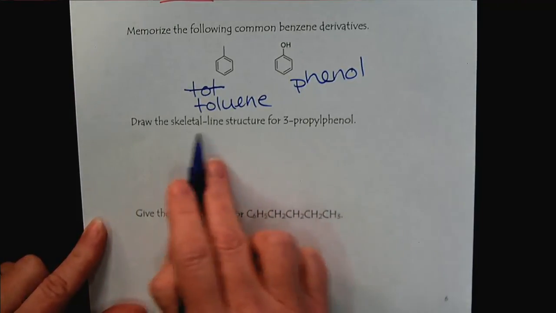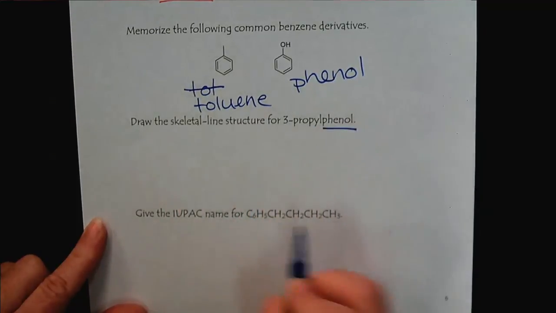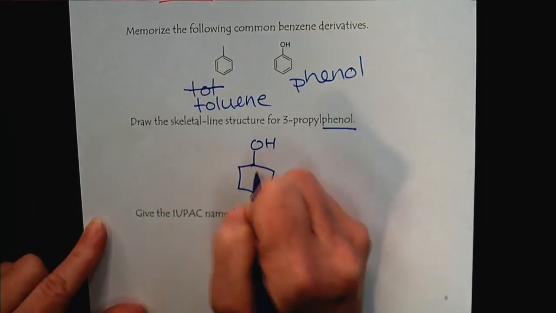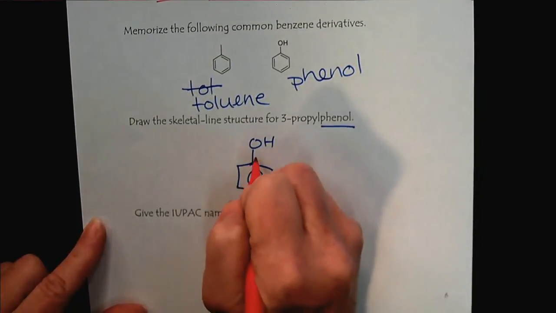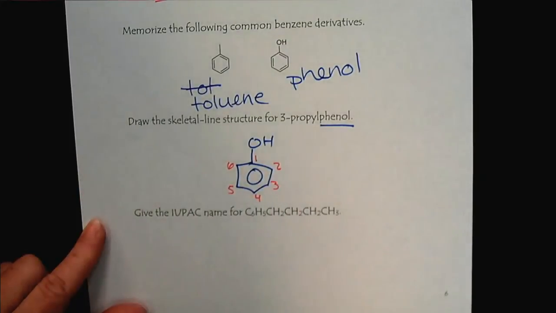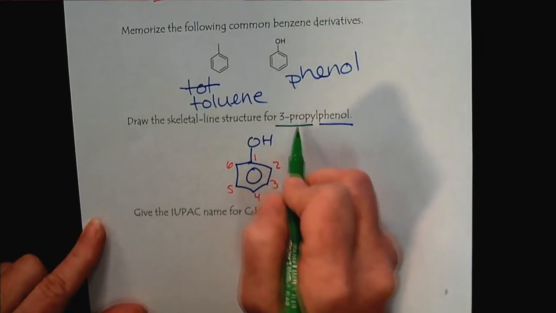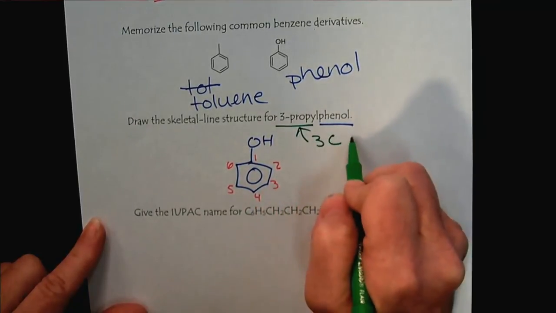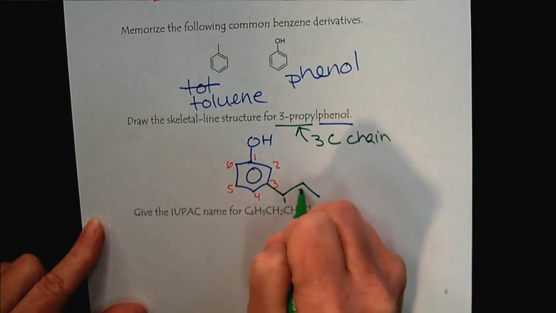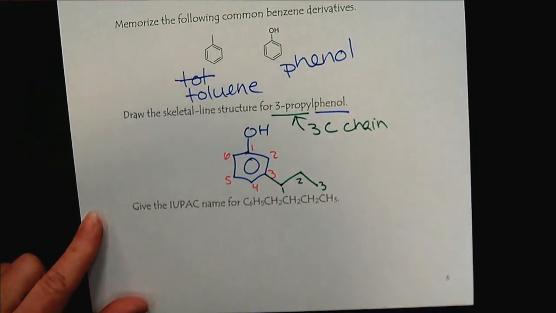So draw the skeletal line structure for 3-propyl phenol. Right? So the phenol tells us this. And then we have our double bonds. So that becomes carbon 1, carbon 2, 3, 4, 5, 6. So then the second part of the name says that coming off of carbon 3, we have propyl, which you recognize as a 3-carbon chain. So 1, 2, 3. Okay, so this would be the structure of 3-propyl phenol.